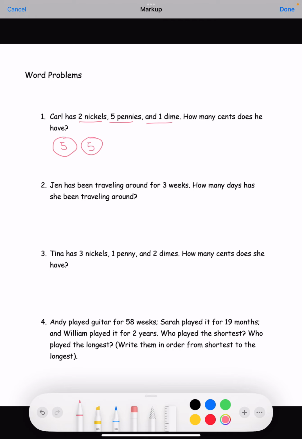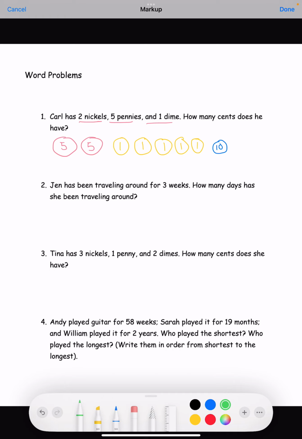Then he has 5 pennies. So let's do penny in yellow. 1, 2, 3, 4, 5. And 1 penny is how many cents? 1 cent. So it's 1, 1, 1, 1, 1. And then Carl has 1 dime. And 1 dime was how many cents? 10 cents. So now you're going to add all the numbers together.